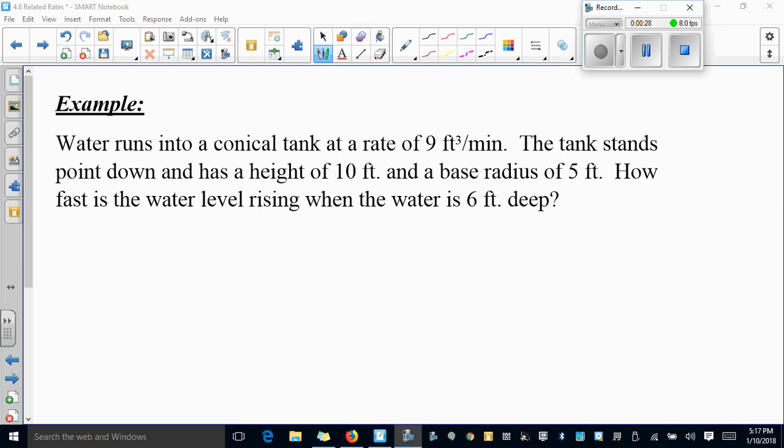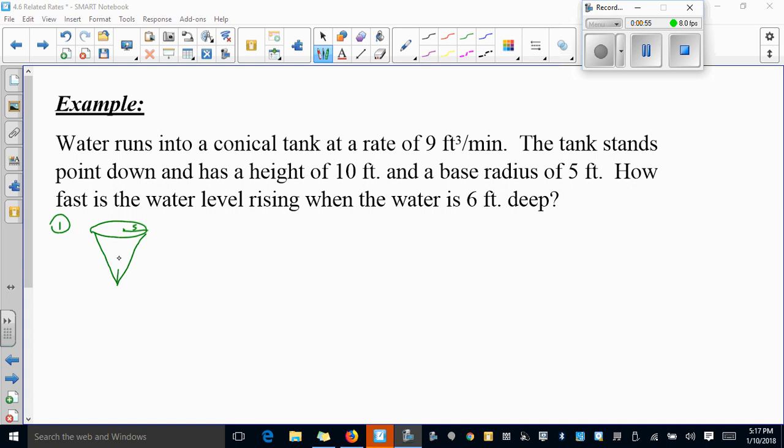Okay, and the radius for this thing going out this way is 5, and our height is 10. That's what they gave us. Now we do need to know what our formula is. So the volume of a cone is 1/3 pi r squared h. So there's what that is.